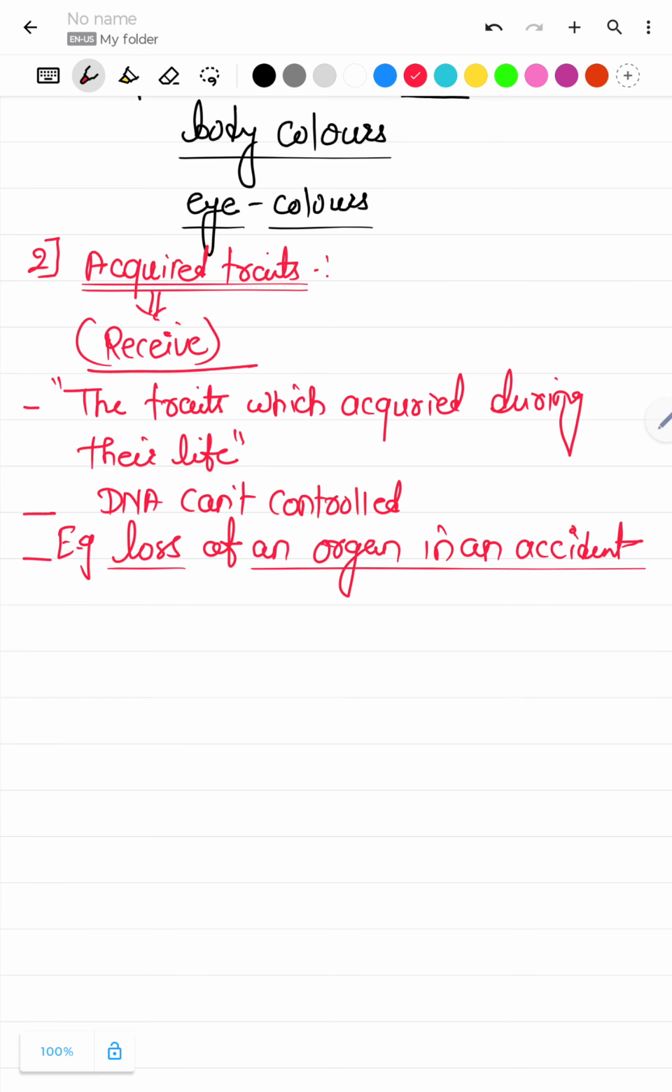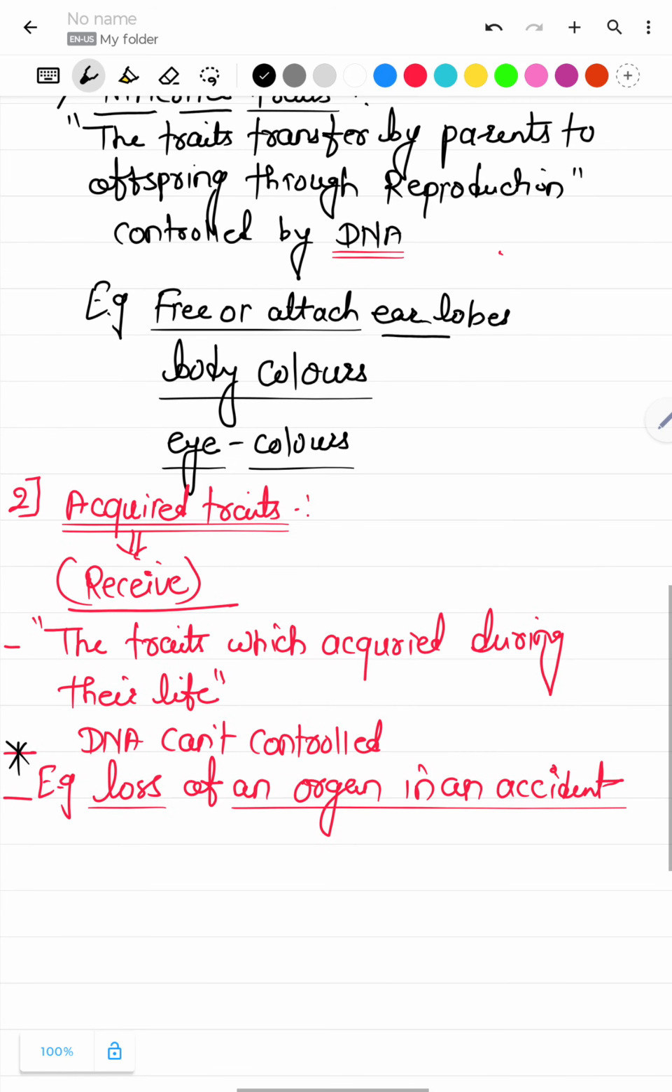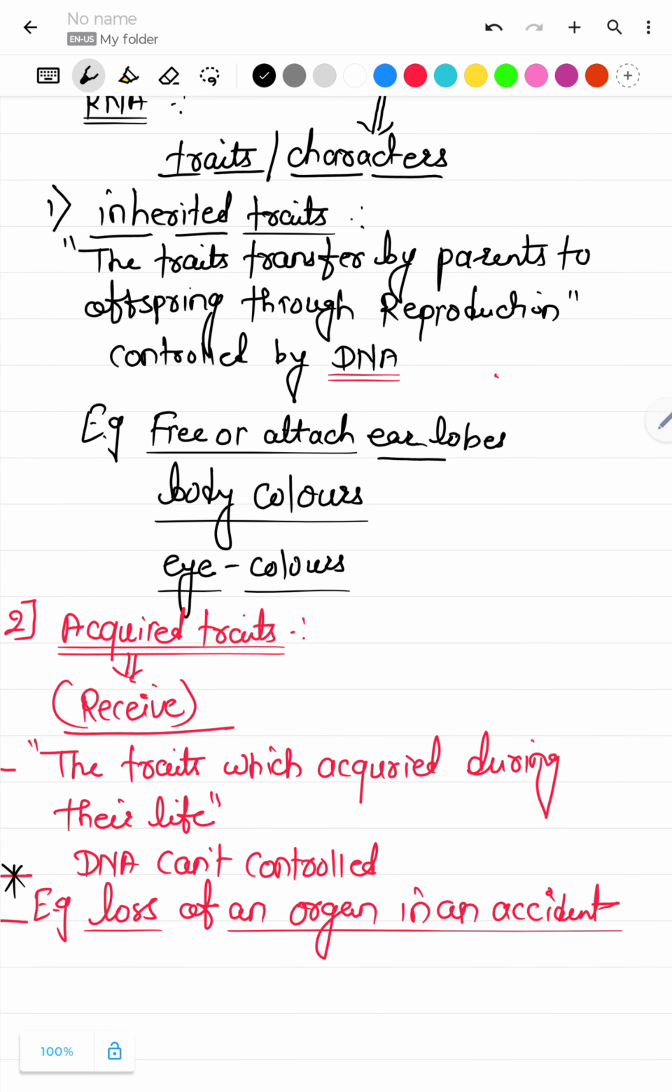So acquired trait cannot be controlled by the DNA, but inherited trait is controlled by the DNA. So now we are discussing only this heredity. What is its meaning? Transfer of genetic material from one organism to another organism through reproduction. All such qualities which are transferred by parent to the offspring are called traits. Traits are basically of two types. First is inherited and second is acquired. Inherited trait is controlled by the DNA, and acquired trait is not controlled by the DNA.